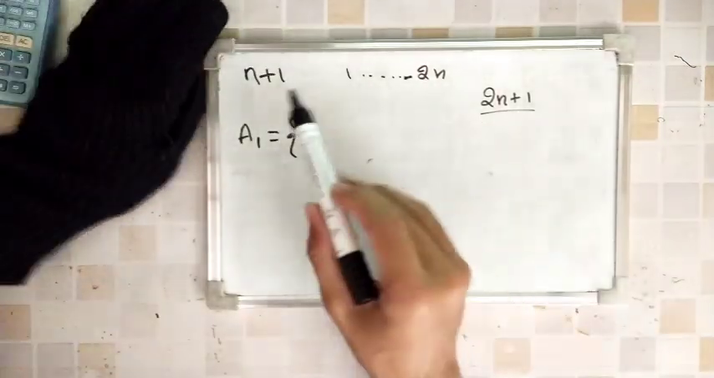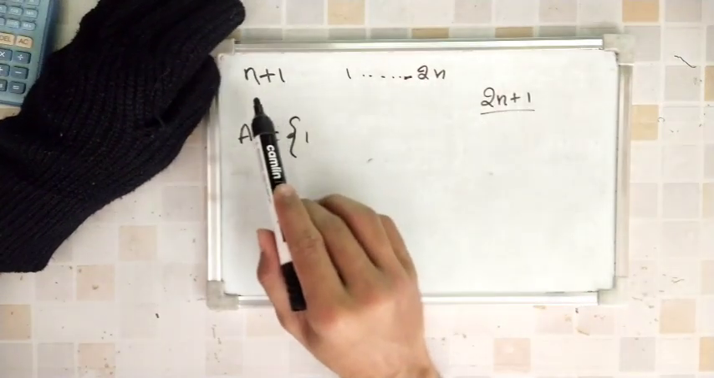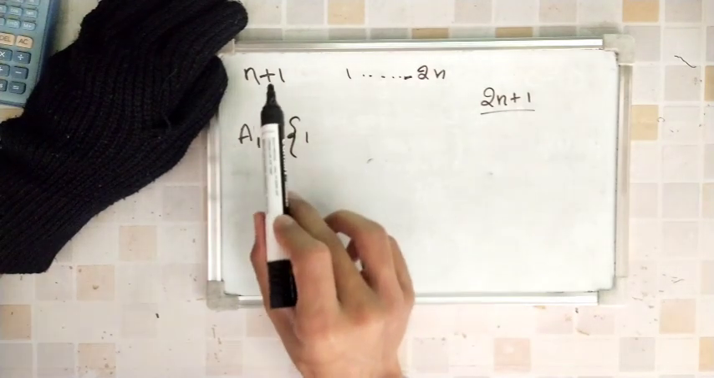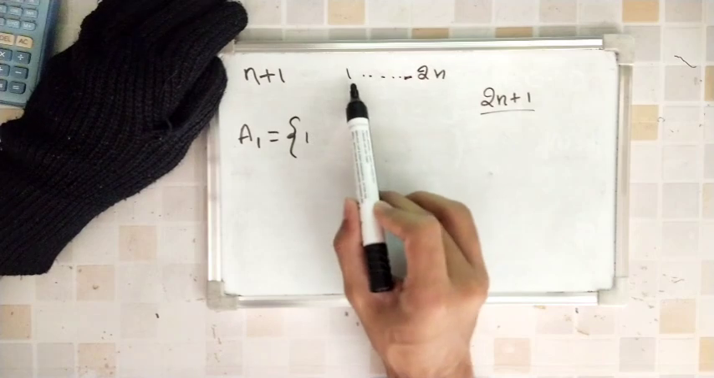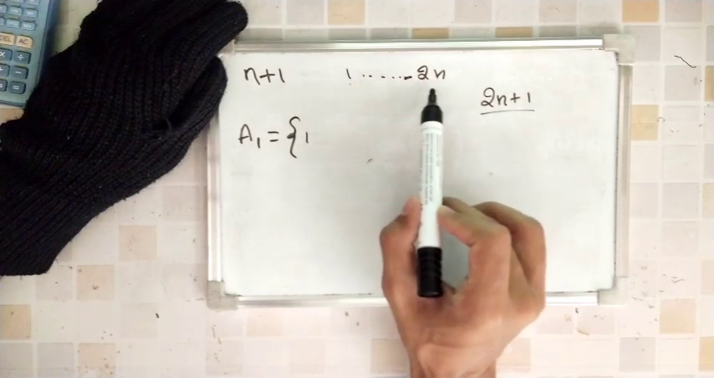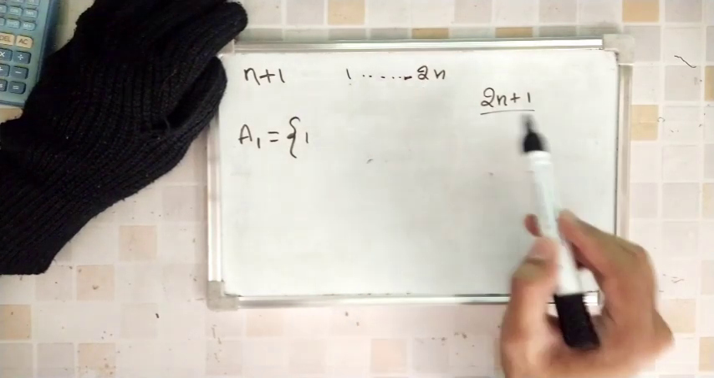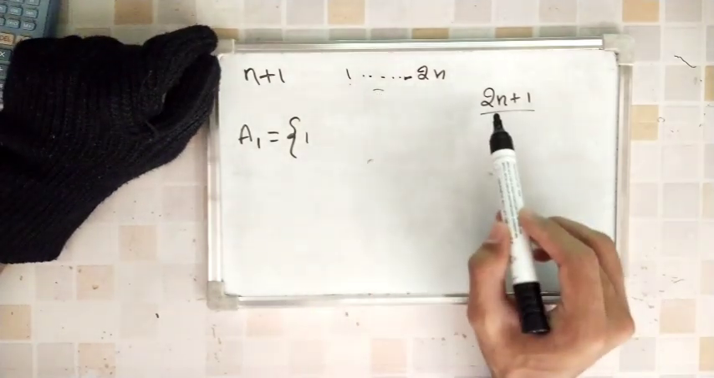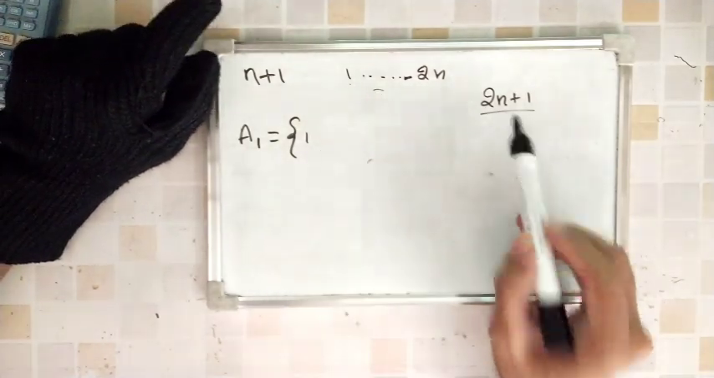In this, what the question is, let me read the question once again. Show that n plus 1 numbers are chosen from 1 to 2n, such that there should be a pair from these numbers such that the sum of that pair should add to 2n plus 1.